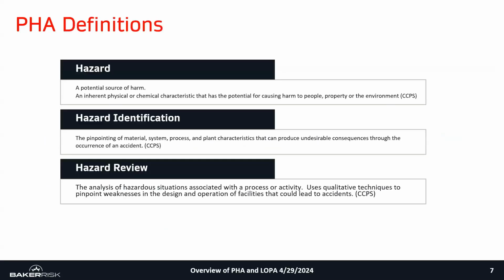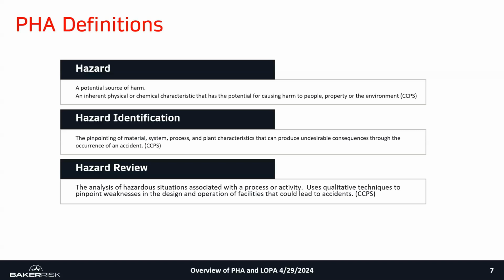So just to level set using some general PHA definitions. As we move through the presentation, we will refer to hazard, and a hazard is a potential source of harm. So it's the inherent physical or chemical characteristics that have the potential for causing harm. Typically PHAs always look at impacts to people, so safety, but they also can extend to the property or the environment as well.